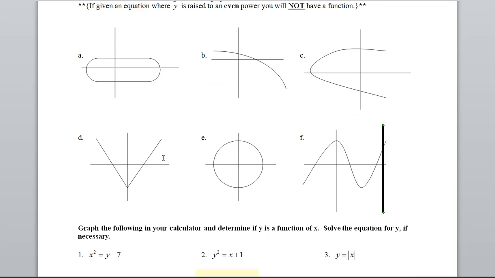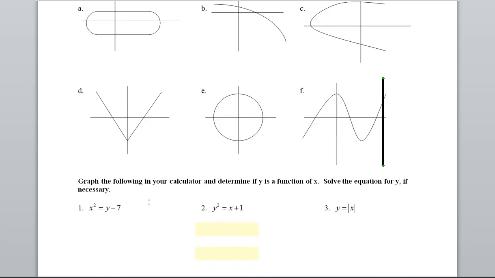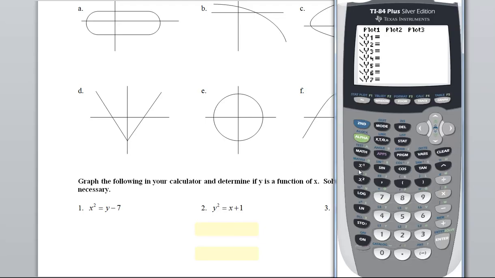Now what if you're asked to graph on your calculator to determine if y is a function of x? Well, I've got to solve the equation for y if necessary. So in number 1, let me get my calculator up. I need to add 7, so I'm going to have x squared plus 7. Let me graph it. So it's way up there. Let me change my window just a little bit. I need to change my y's. Let me do 0, say, to 20. Let me graph it.